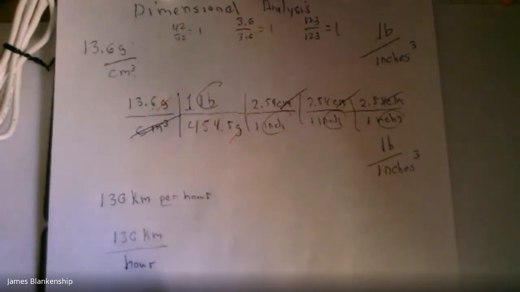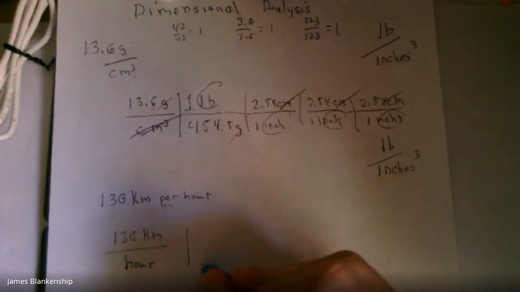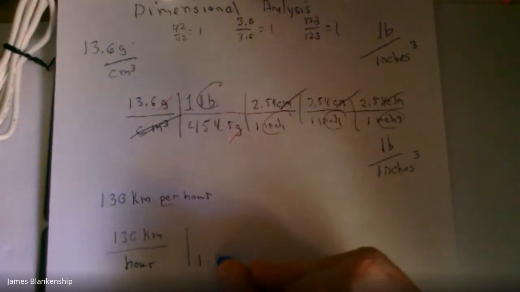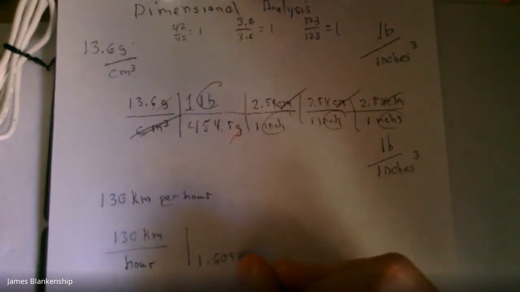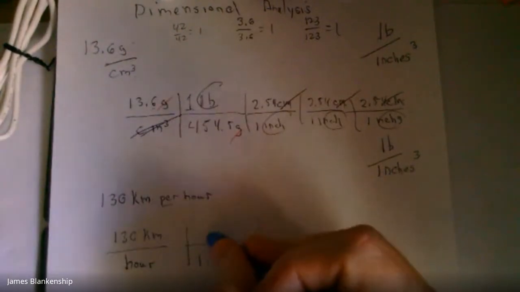So because we have kilometers on top, I know, and this is just from running, that 1.609 kilometers is 1 mile.